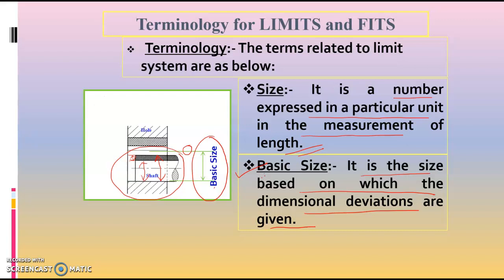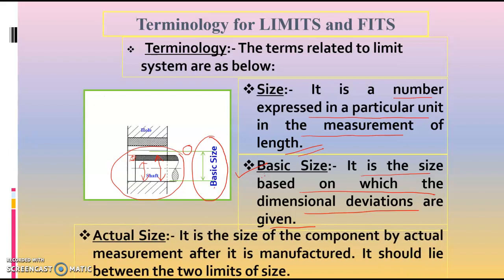Next is actual size. Actual size is the size of the component by actual measurement after it is manufactured. It should lie between the two limits of size. Limits of size we will discuss later. So the actual size is nothing but the size of a particular component which has been measured after manufacture.